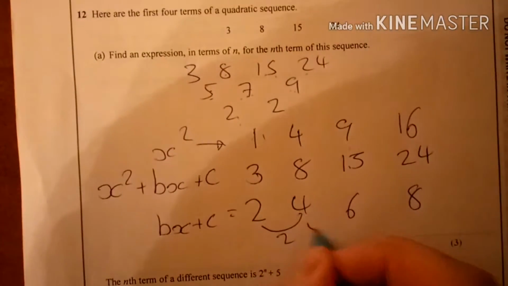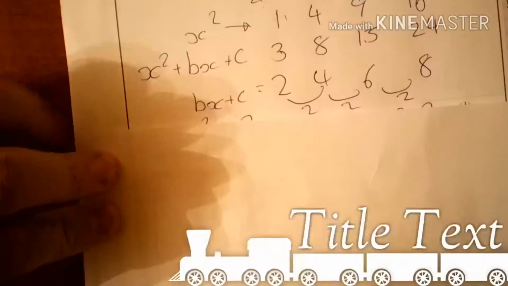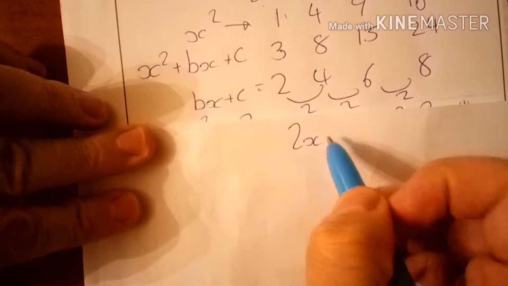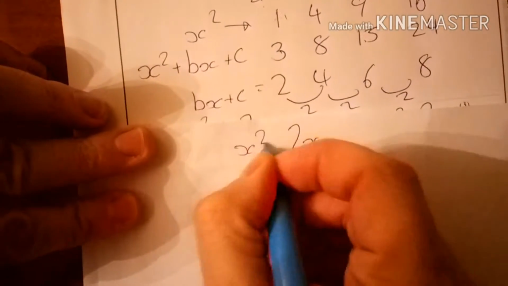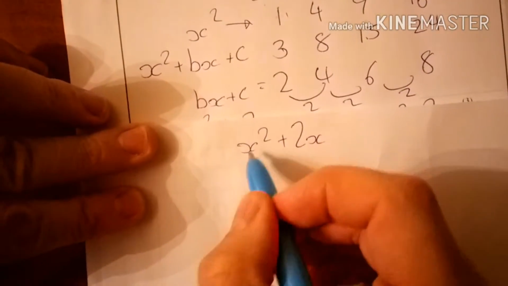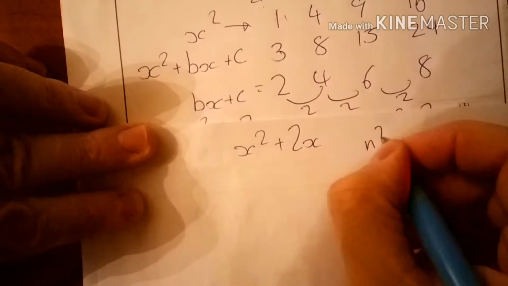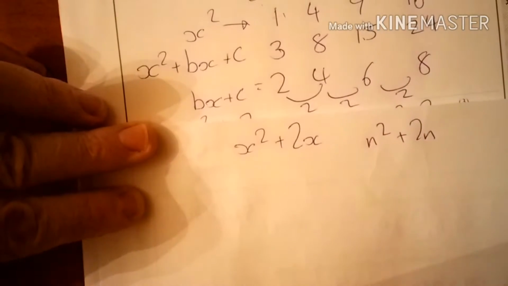If we check our differences, we get 2. Right, because we know the common difference is 2, my sequence there is going to be 2x plus nothing. Okay, we've got the x squared. So my sequence is going to be x squared plus 2x, but because it's asked for in terms of n, it's going to be n squared plus 2n.